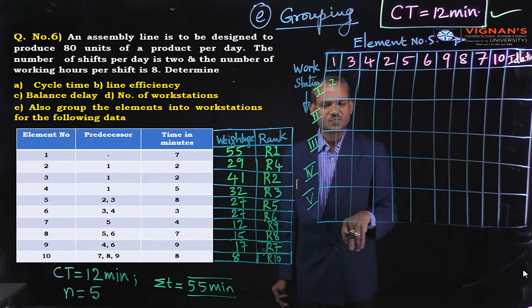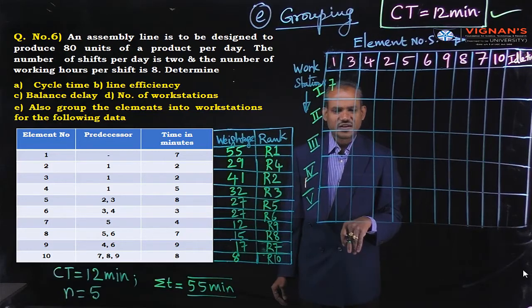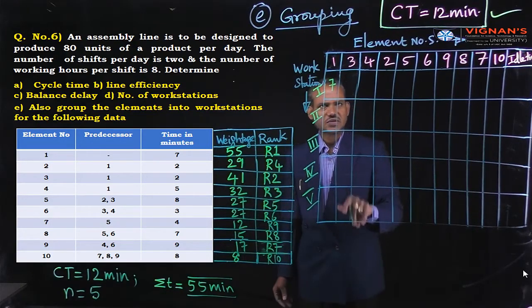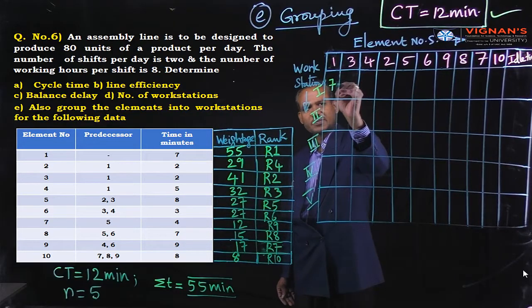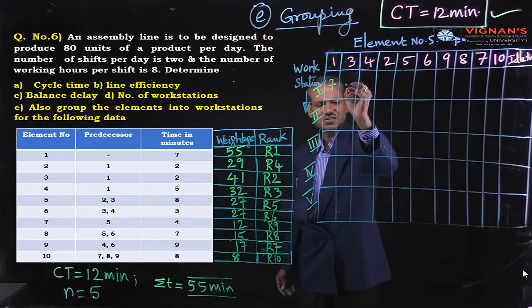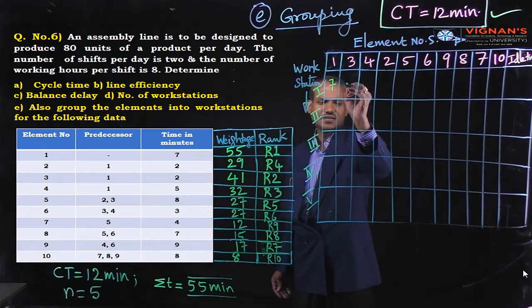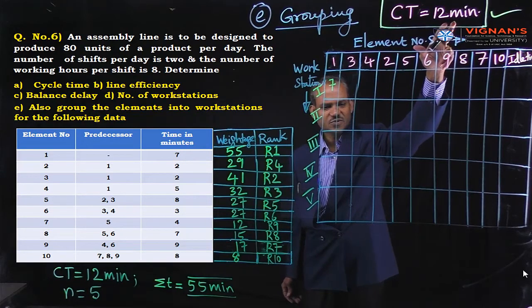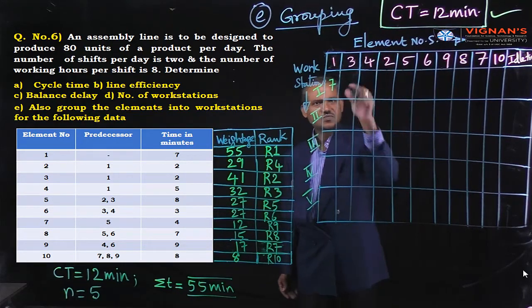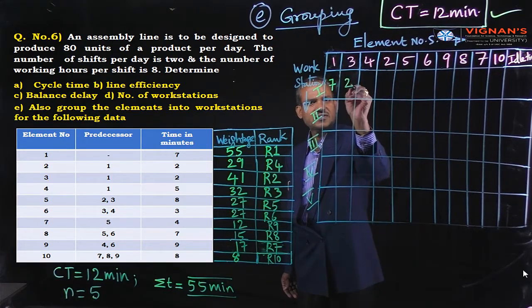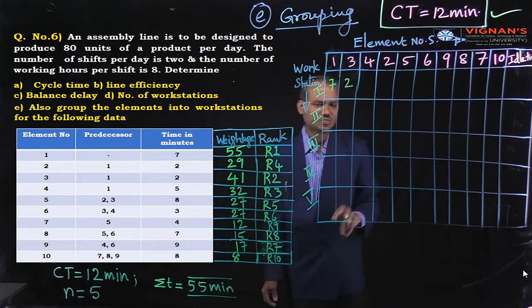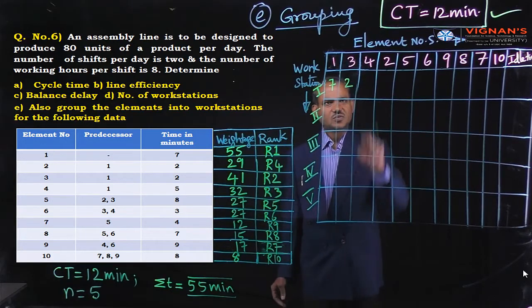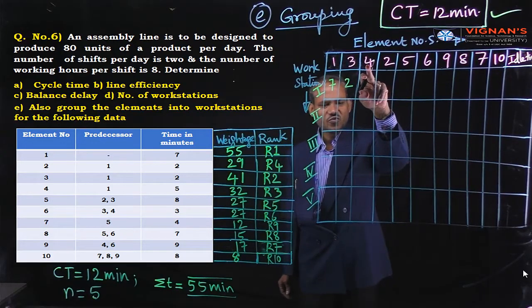Number 3 element. What is the timing for element number 3? From this table it is observed that 2. 2 means 7 plus 2. How much? 7 plus 2 is equal to 9. This 9 is less than cycle time, that means 12 minutes. So assign. Write 2. 7 plus 2, 9. Okay. Next, move to the work element number 4.